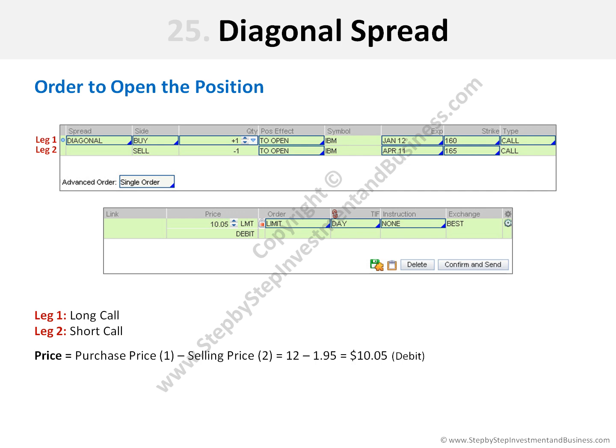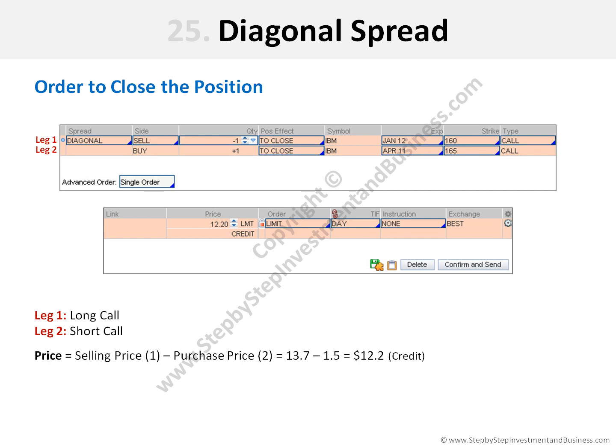The entered price is given by the difference between the purchase and selling prices, that is, the premium paid minus the premium received. In this case, 12 minus 1.95, which is equal to $10.05. This is the money expressed per share that will be debited from our account when the order is filled.